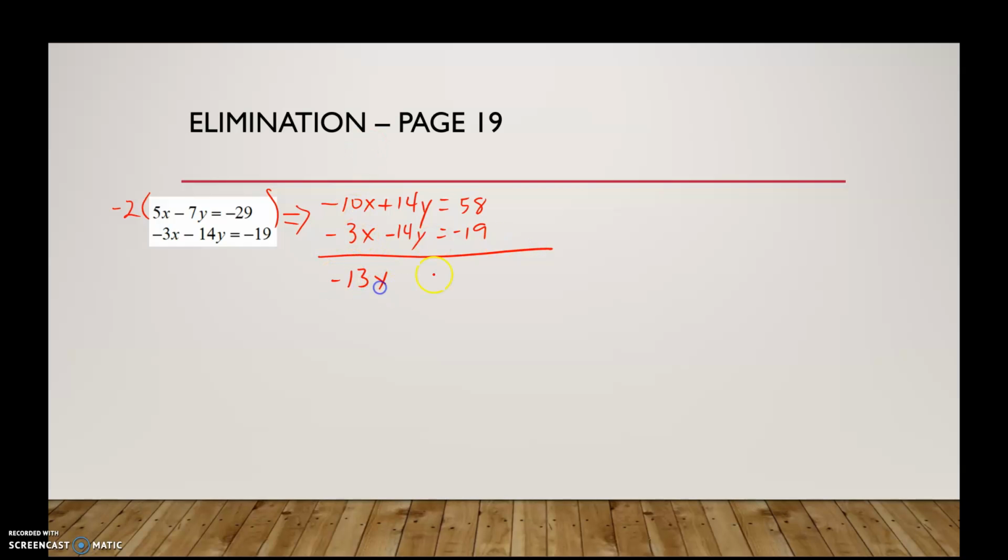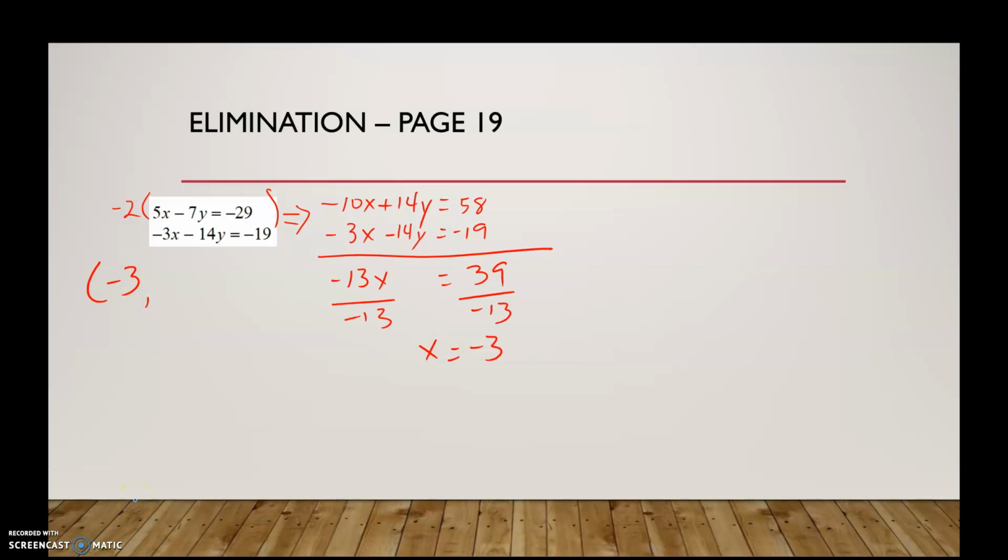Negative 13x equals, what does that give us? 39. And then when we divide by negative 13, we end up with negative 3 as an answer for x. Hey, there goes x, negative 3.